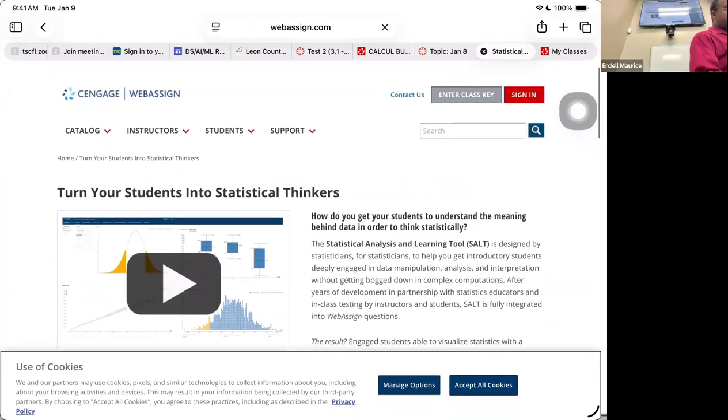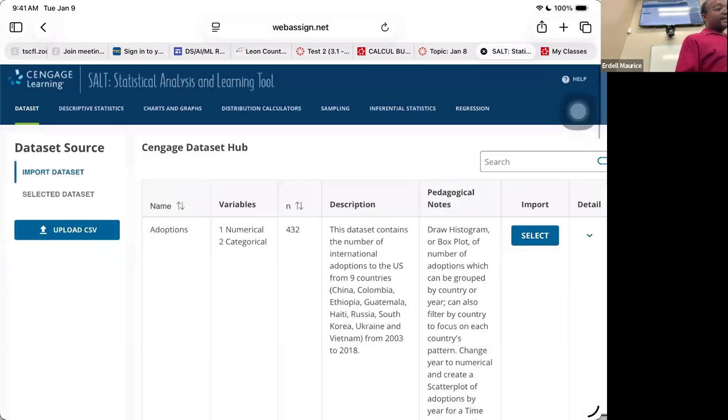Oh, that's the wrong one. It's the first one. This is what SALT looks like. You can see the classic WebAssign colors. But what SALT does is, those numbers that we were looking at right here, SALT allows us to calculate those numbers. This is part of the reason why I said you did not need a fancy calculator, because a lot of the calculations we need to do, SALT will do them for us. All right? Questions there?